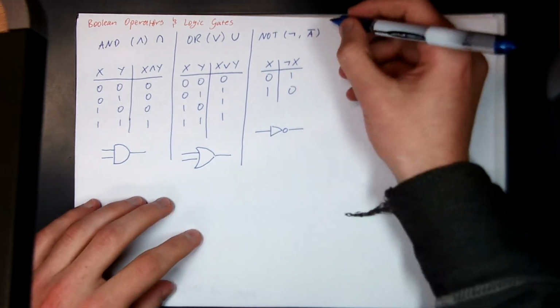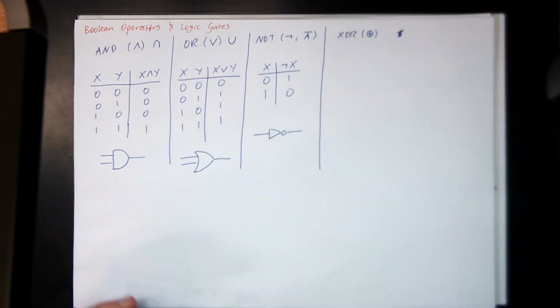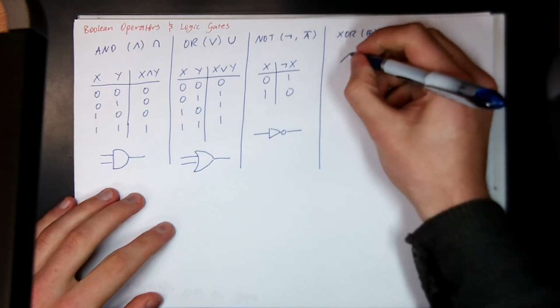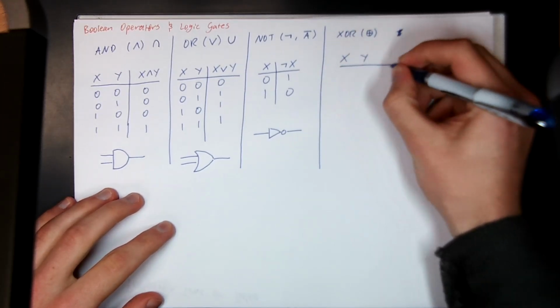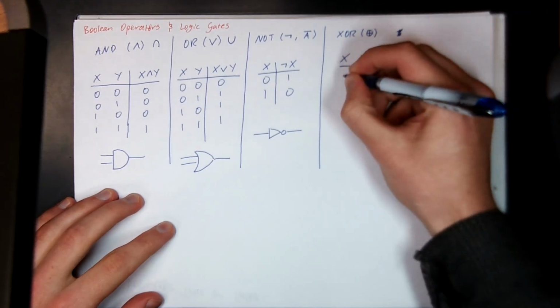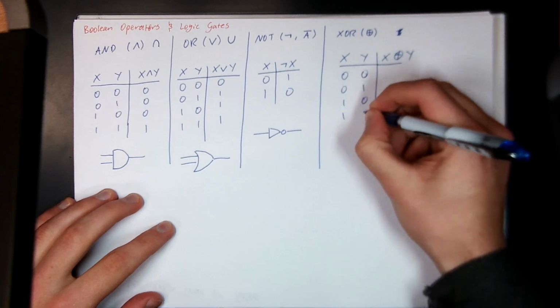It doesn't matter. And the last operator is the exclusive OR operator. I pronounce it XOR. You might pronounce it differently, it doesn't really matter. The XOR operator is true when one and only one of the inputs is true. So let's draw the truth table for it. We have X, Y, and X XOR Y: 0 0, 0 1, 1 0, 1 1.